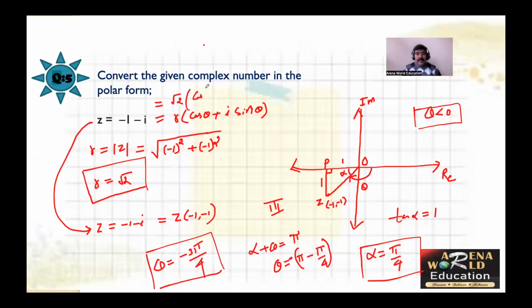And what is theta? It is minus 3 pi upon 4, right? Plus iota into sine minus 3 pi upon 4, right? So in this way, we can write its polar form, right? I hope everybody is clear. So let us move to next question.